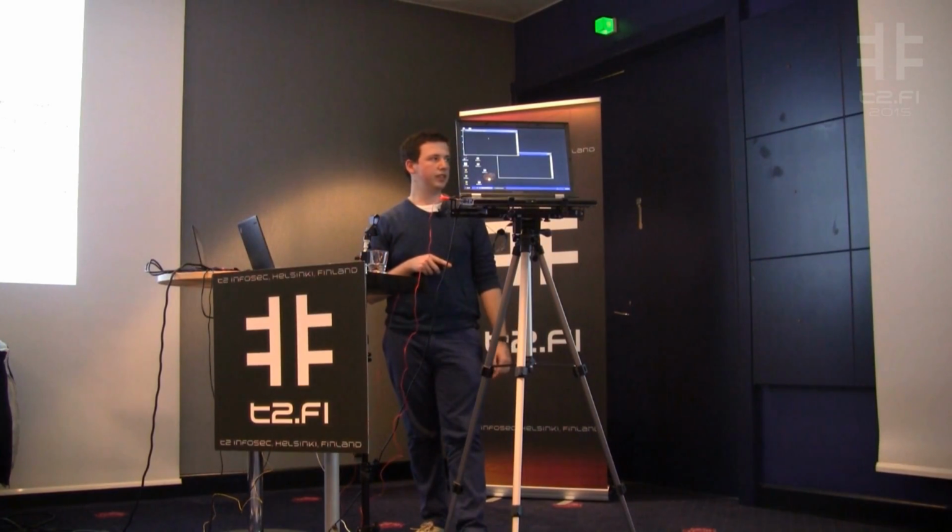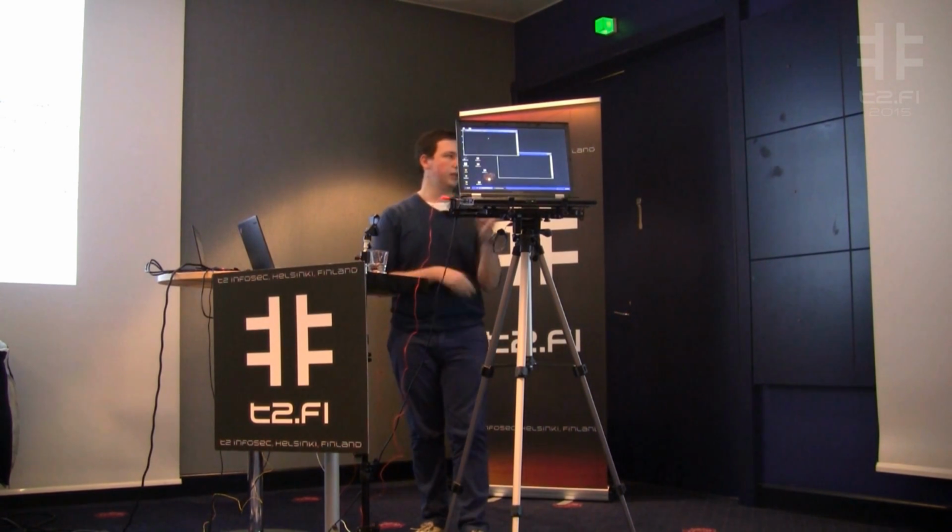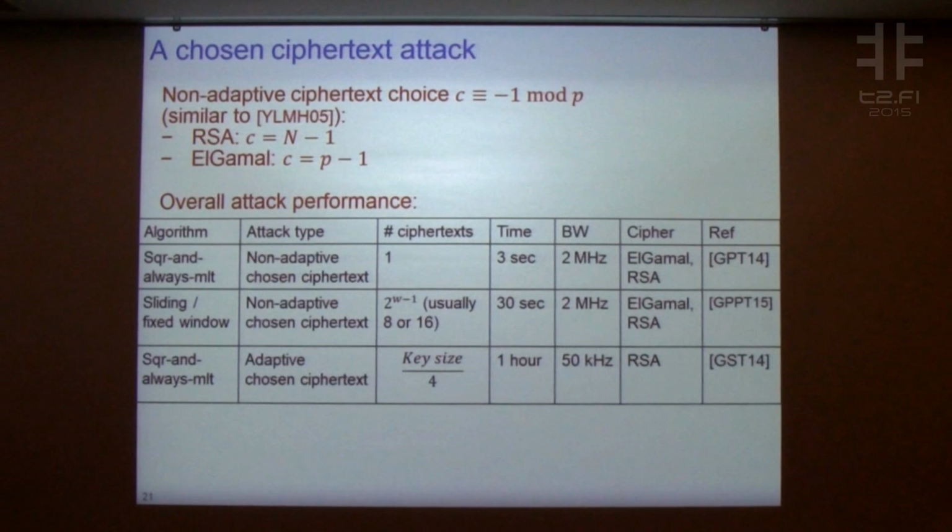Another attack we demonstrated also targets the square and always multiply algorithm. But this time, this is an adaptive chosen ciphertext attack. It requires key size divided by 4 ciphertexts. It's around 1,000 ciphertexts in the case of RSA. And in order to decrypt so many ciphertexts, it takes around 1 hour. But this time, it takes only 50 kilohertz of measurement bandwidth. So with so little bandwidth, it can be mounted with practically anything. For example, using the acoustic channel. And I hope to show you today that we can extract the secret key just using the noise emitted by your computer.